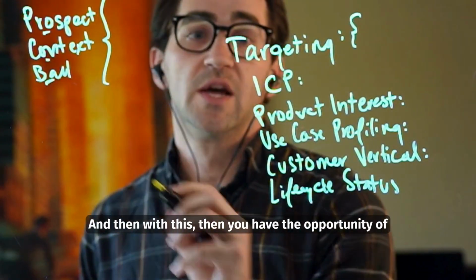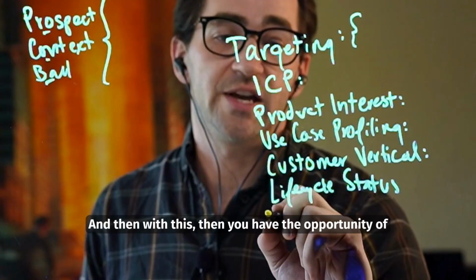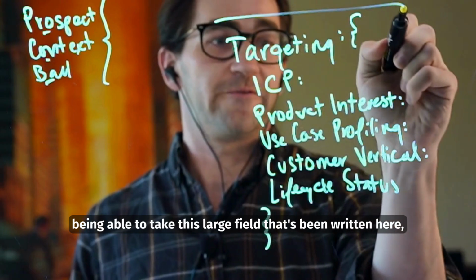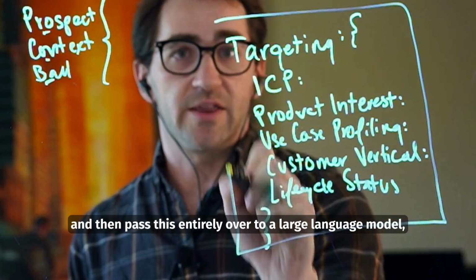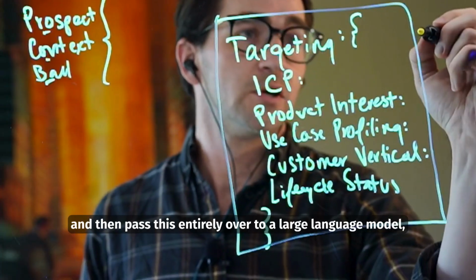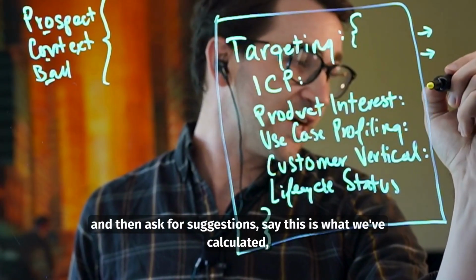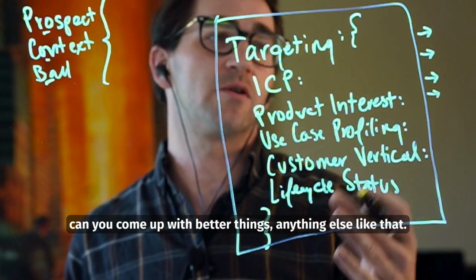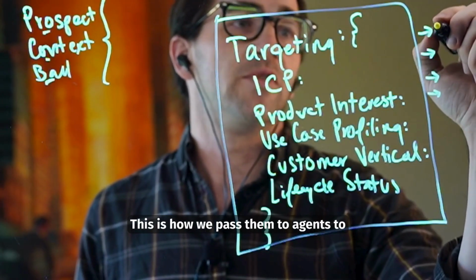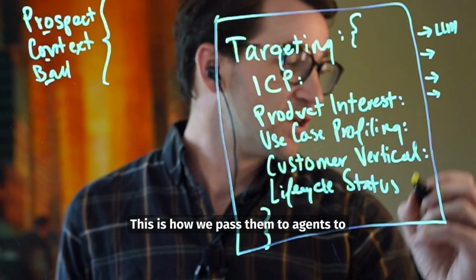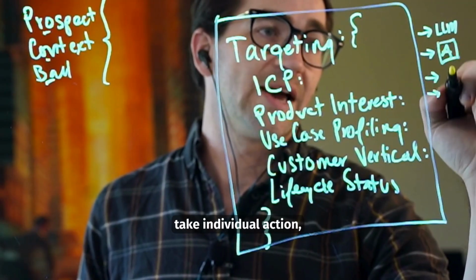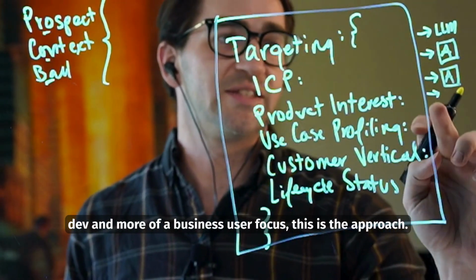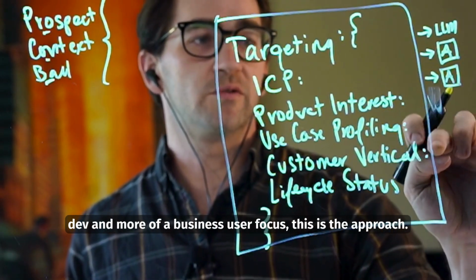those being called prospect context balls. And with this, you have the opportunity to take this large field that's been written here and pass it entirely over to a large language model and then ask for suggestions, say, this is what we've calculated, can you come up with better things, anything else like that. This is how we pass them to agents to take individual action, whether that's in LangSmith or if we're talking about having something less dev and more of a business user focus.